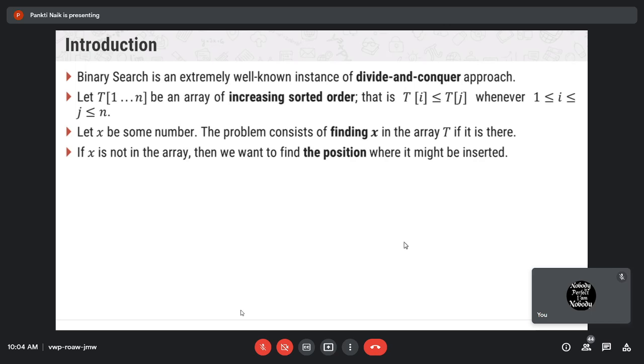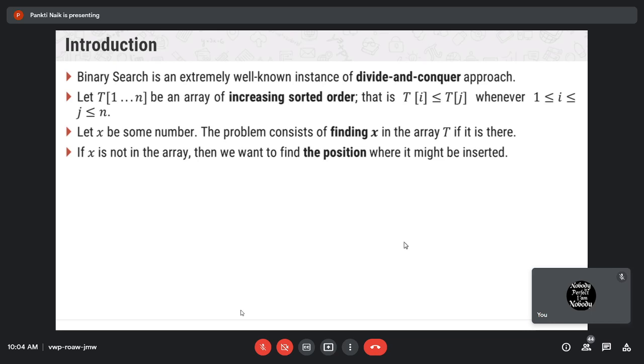Now, binary search is a well-known efficient searching method, which is an instance of the divide and conquer approach. While searching for an element using the binary search method, the most essential thing is that all the elements in the array should be sorted.